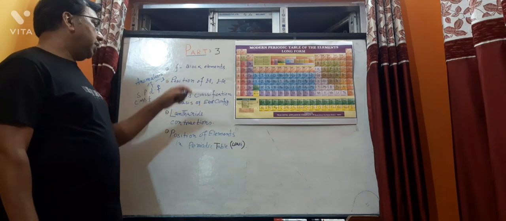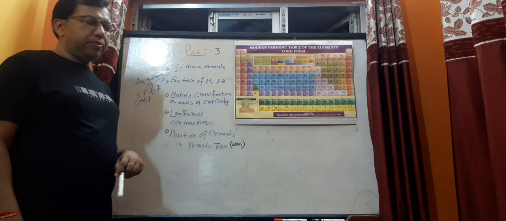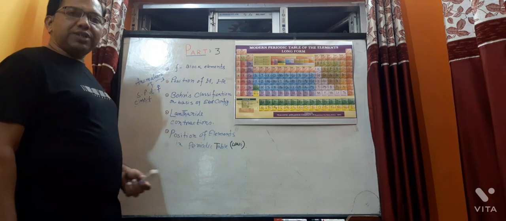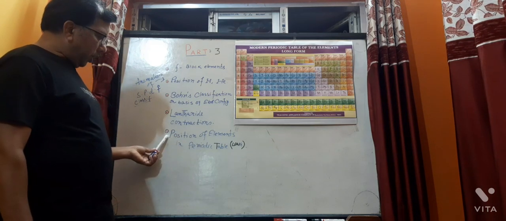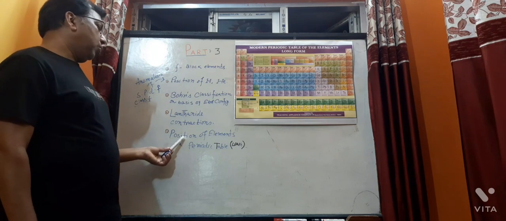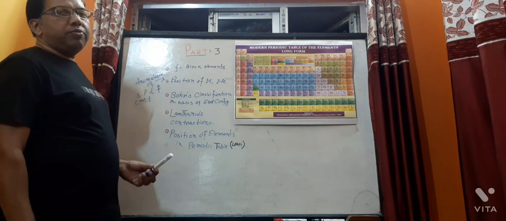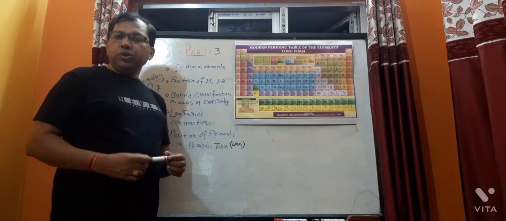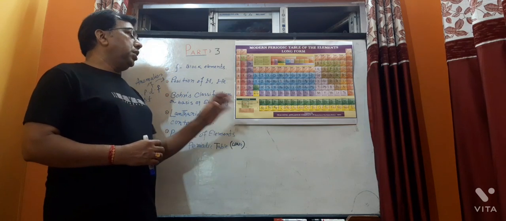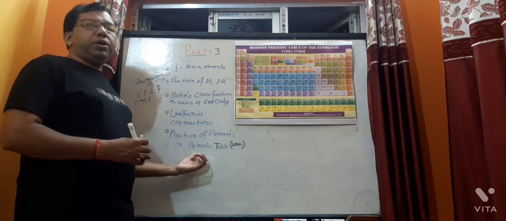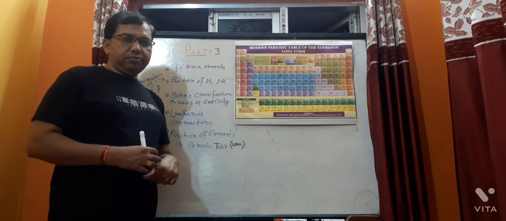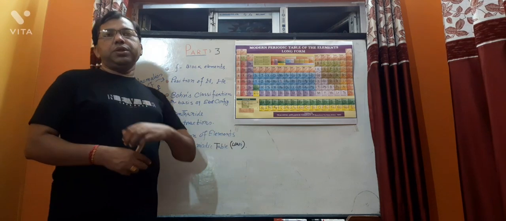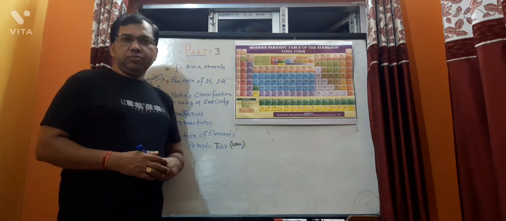Next, the Bohr's classification on the basis of electronic configurations. And next, lanthanide contraction and also actinide contraction. And last of all, I will again discuss the position of elements in the long form of the periodic table. You have to find out in which group or which period an element is situated. This last topic I have already discussed in yesterday's class. Today I also discuss it for your better convenience. Okay? So come, I will discuss.